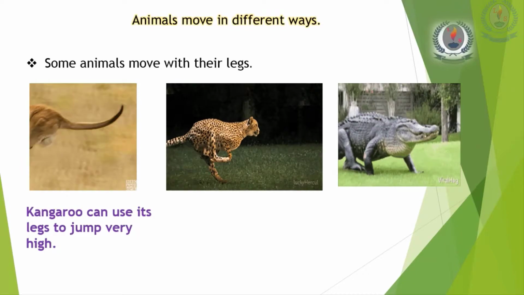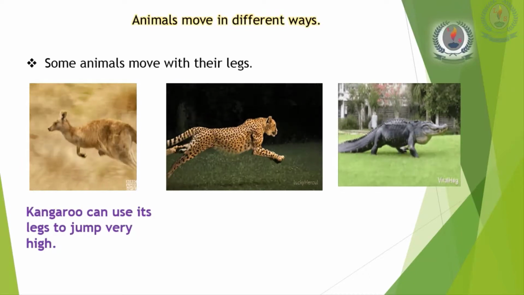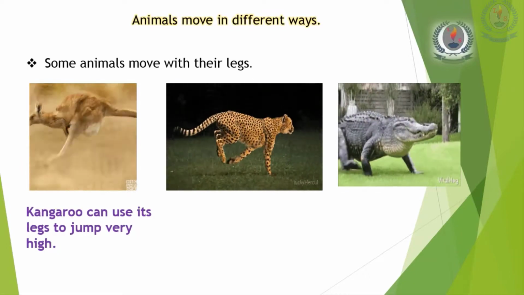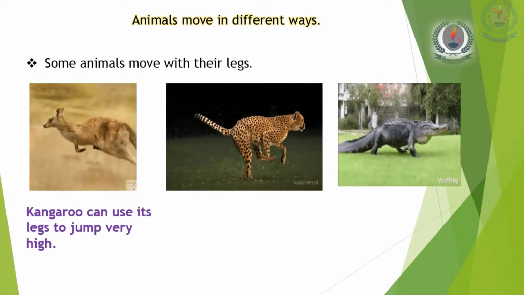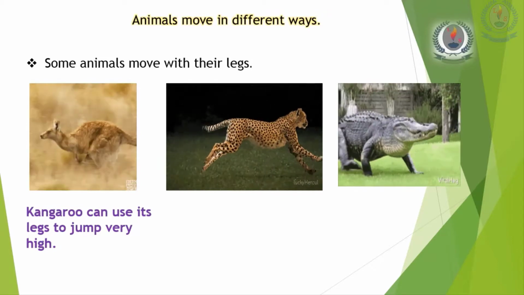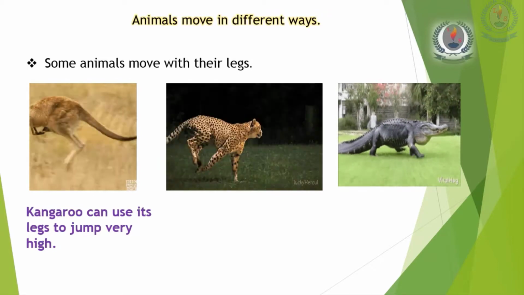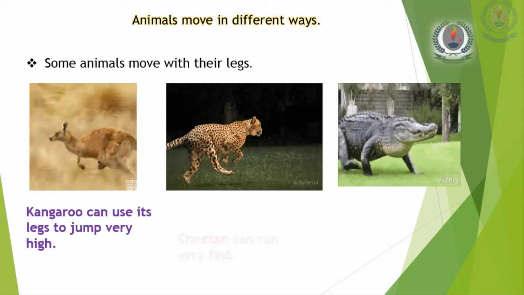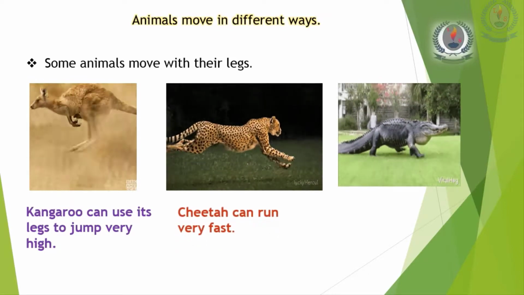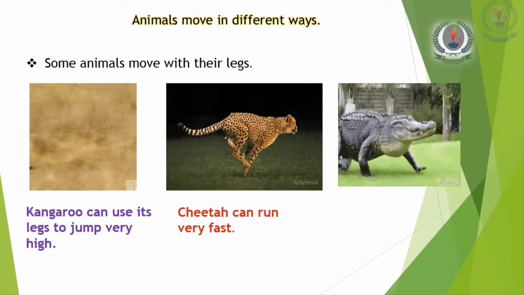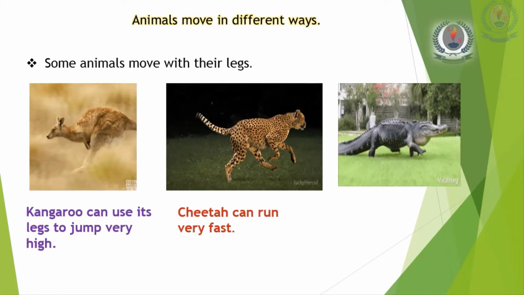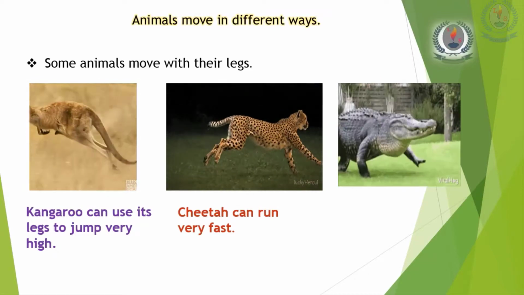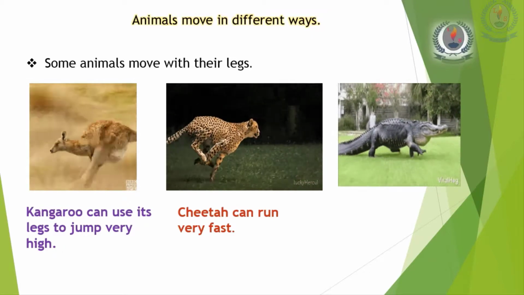The first picture, you can see a kangaroo can use its legs to jump very high. The next picture, you can see a cheetah. A cheetah can run very fast.